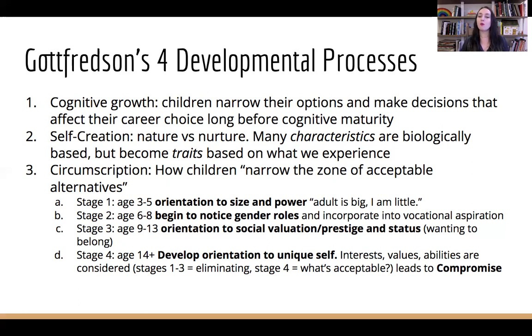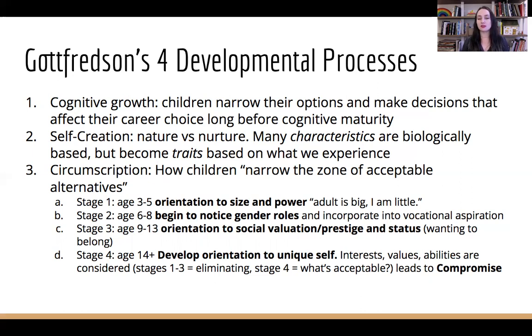So this is really about wanting to belong. Stage 4 is age 14 plus. And this is when Gottfredson says that kids start to develop an orientation to their unique self. So their interests, their values, abilities, all of this is considered. So stages 1 through 3, it's kind of about eliminating what won't be possible. And stage 4 is about looking at what might be possible.